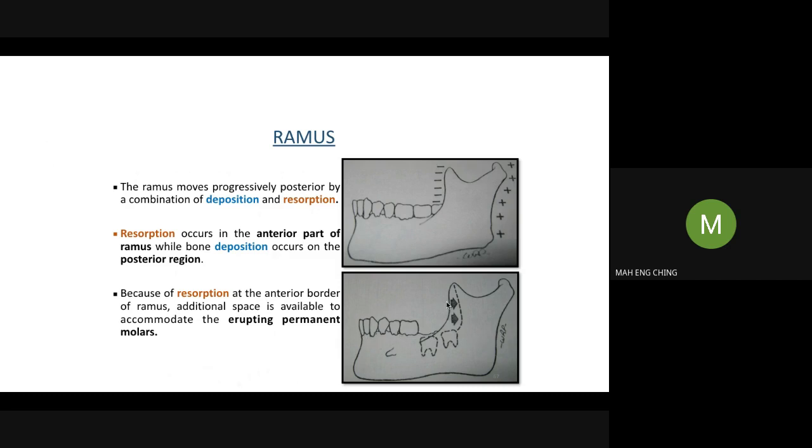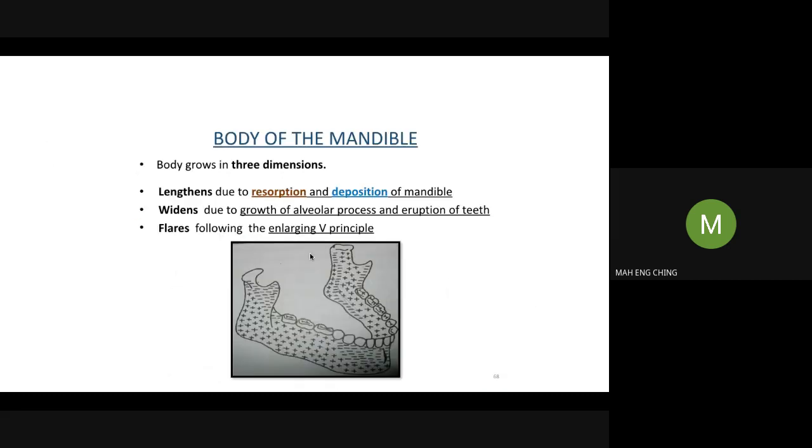So how it happens is by resorption at the anterior region, and then deposition at the posterior region. So the jaw becomes longer. It gives you more space for the eruption of the second and the third molar eventually. So the body of the mandible grows in 3 dimensions: anterior-posterior, then laterally and vertically. So it lengthens due to the resorption and deposition of the mandible, then widens due to the growth of the alveolar process and erupting teeth, then flares, which is the enlarging V principle.